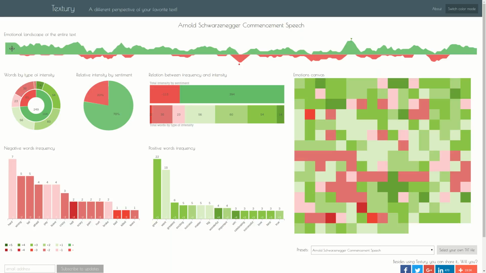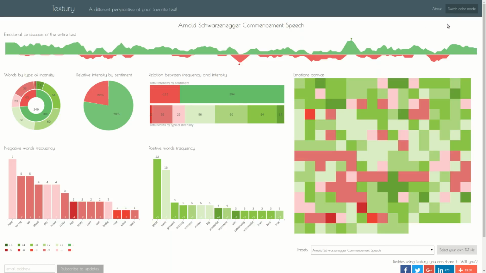At the top we have the emotional landscape of the entire text. The green and red colors are represented over here in the legend. So the green is the positive sentiment, the red is the negative sentiment. And the colors represent the intensity also of the words. So +1 is a light green, all up to the +5, which is the dark green. So the highly intensive words are represented with darker colors.